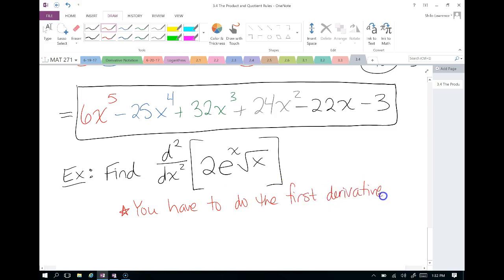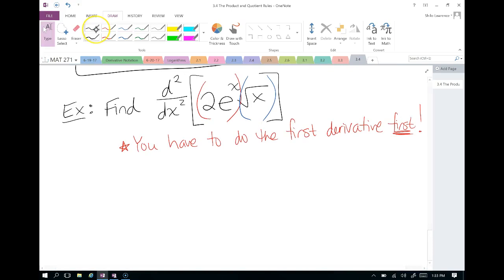And then once we have our first derivative, we'll just apply all of our derivative rules again. So this is definitely a product of two functions of x. Now what you do with the 2 is completely up to you, but what I like to do is package it with one of my functions. That way I don't forget about it at the end. So I'm going to say my f is 2e to the x, and my g is square root x. And that's how I'm going to start doing my first derivative.